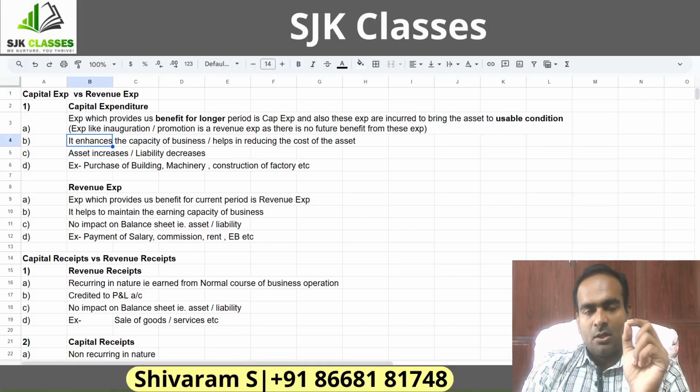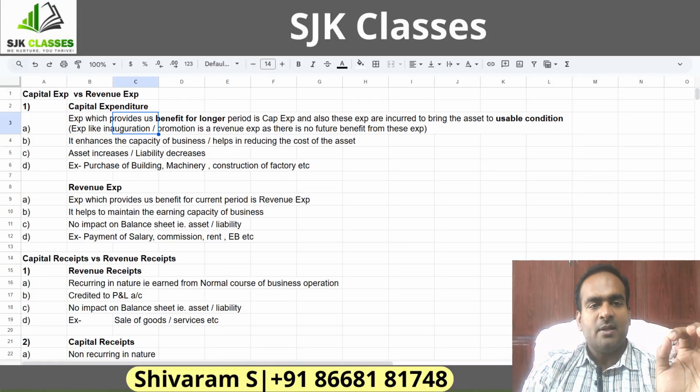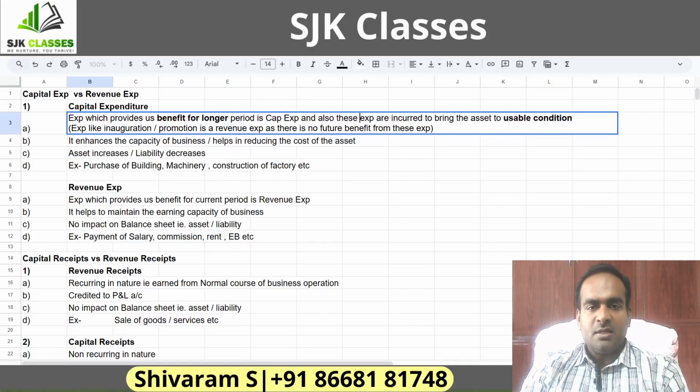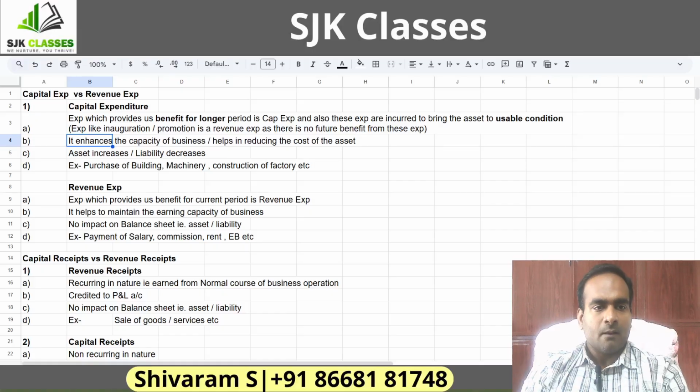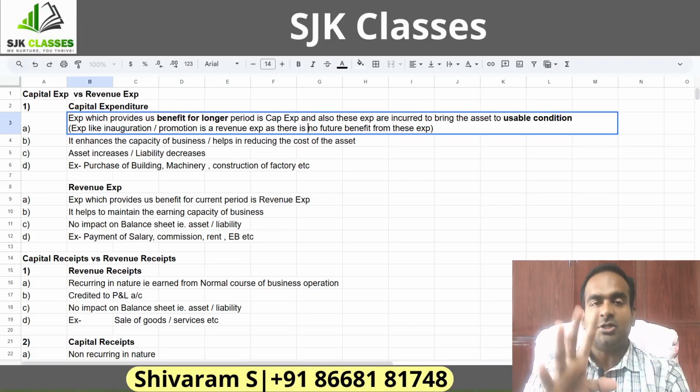That's the concept here. Now let's look at this point once again. Expenditure which provides us benefit for a longer period is capital expenditure, and these expenditures are incurred to bring the asset to usable condition. Expenditure like inauguration, promotion is a revenue expenditure as there is no future benefit from these expenditures. This is a potential topic.